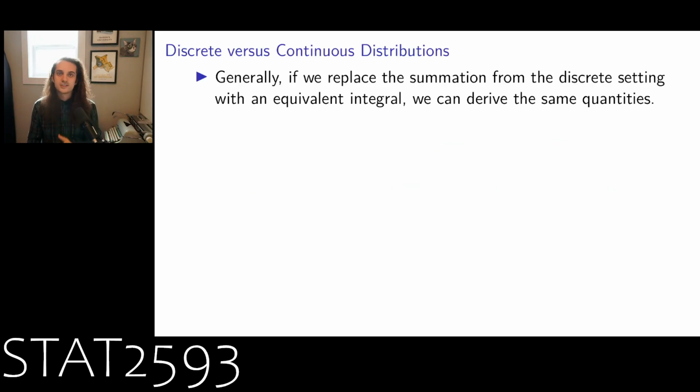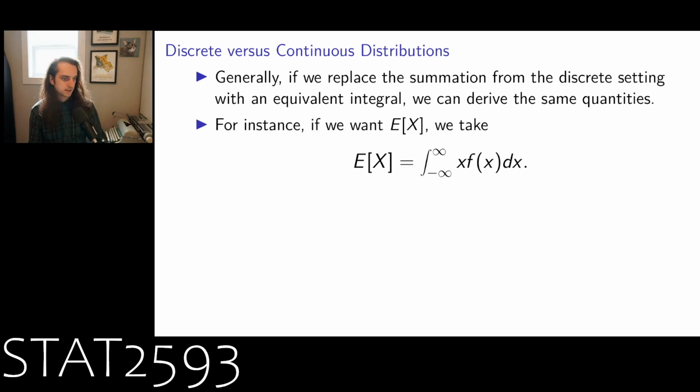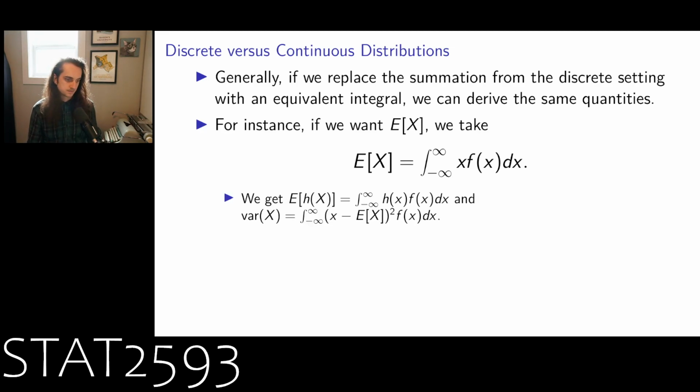So this is just sort of putting to words that point I was making. If we replace the summation in the discrete setting with an equivalent integral, we can derive the same quantities. So if we want to do the expected value, we know that the expected value is the summation over all possible values of x times the PMF. So what we do is we say the expected value of x is going to be the integral over the whole line of x times the density, right? And so it's sort of that exact analogy.